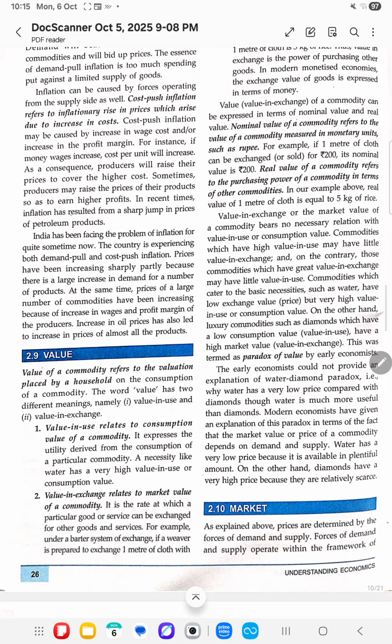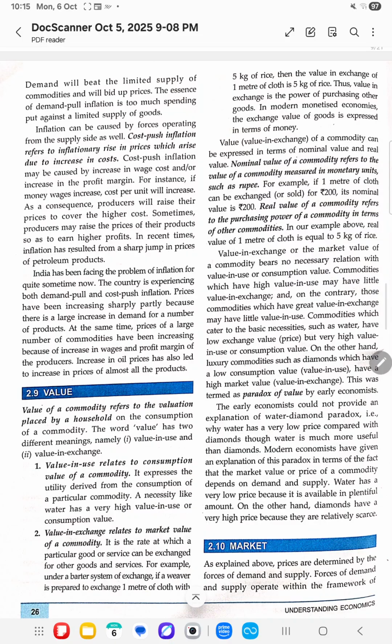Next up, we will be referring to value. Value of a commodity refers to the valuation placed by a household on the consumption of a commodity. There are two types of values. One is value in use, another is value in exchange. Value in use is the utility derived from the consumption. Simple. And value in exchange is the money that you are paying. So both are very different. The utility or the happiness that the product is giving to you is your value in use, and value in exchange is the money that you're paying. Both are not the same.